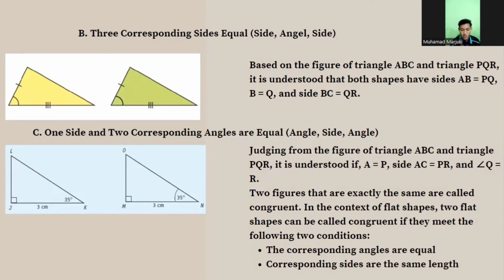Two figures that are exactly the same are called congruent. In the context of flat shapes, two flat shapes can be called congruent if they meet the following two conditions. One, the corresponding angles are equal and the corresponding sides are the same length.